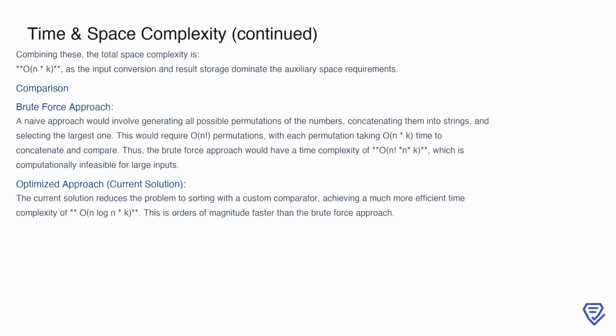To put this into perspective, let's compare this optimized solution with a brute force approach. In a naive method, we would generate all possible permutations of the input numbers, concatenate each permutation into a string, and then select the largest one. This would require O(n!) permutations, with each permutation taking O(n * k) time to concatenate and compare. This results in a time complexity of O(n! * n * k), which is computationally impractical for large inputs due to the factorial growth of n.